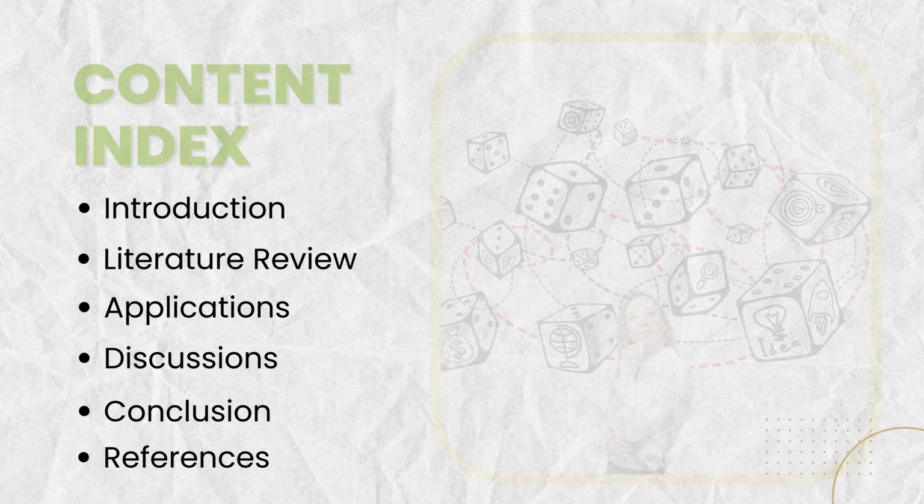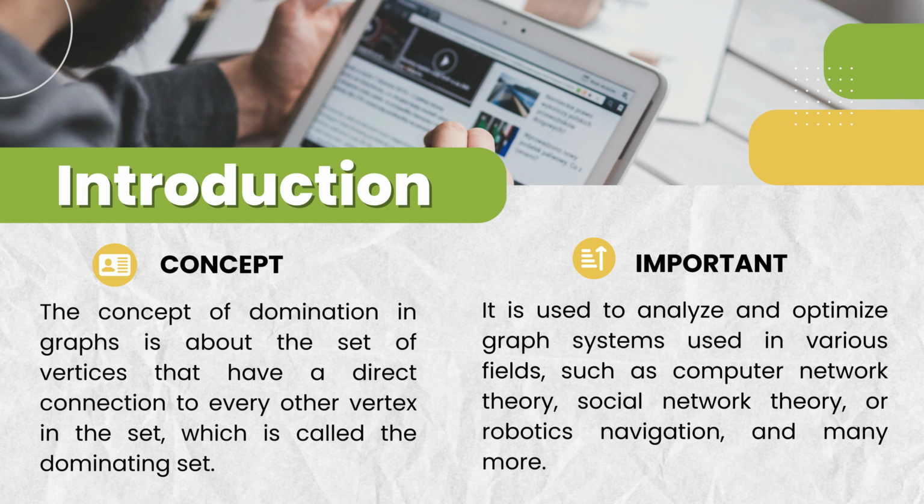First part, what is domination in graph? One of the topics of graph theory is the domination set. The concept of domination in graph is about the set of vertices that have a direct relationship with every other vertex in the set, called the domination set. The domination number in a graph is the minimum size of the domination set required to cover all the vertices in the graph.